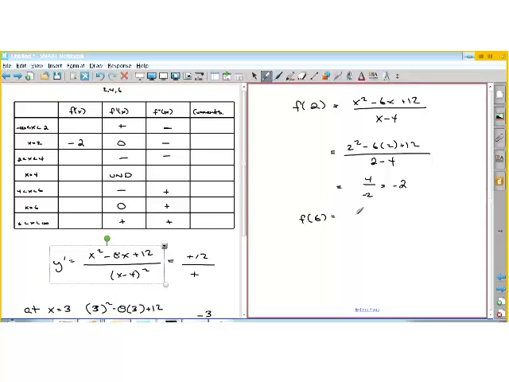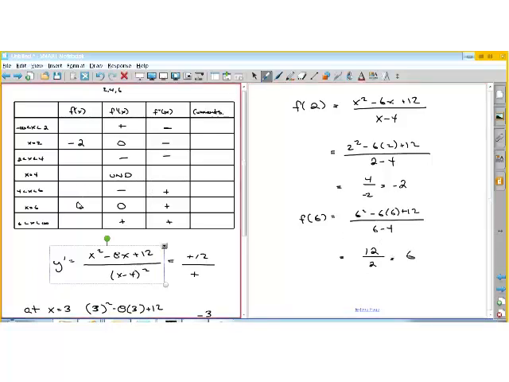And then we do it at the other critical number, f of 6. So we get 6 squared minus 6 times 6 plus 12, all over 6 minus 4. So 36 plus 12 is 48, minus 36 is 12. So you get 12 divided by 2, which is 6. So this number is 6. Here it's undefined. At the vertical asymptote it's undefined. Okay, so we've got a lot of stuff. We've got a few things left to do now.